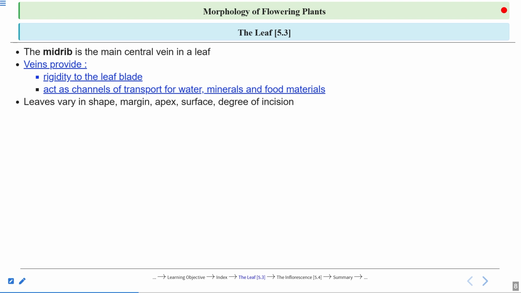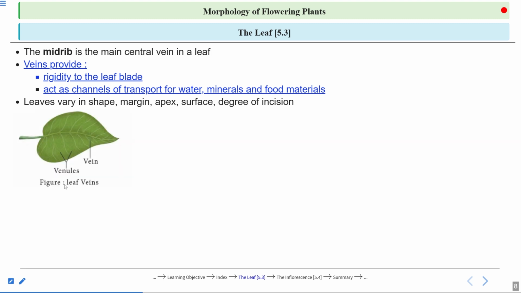Now leaves, they vary in shape. So there are different shapes of the leaves. Some of the leaves are oval in shape. Okay, clear? So there are different shapes of the leaf. Then their margins are also different. Some have wavy margins. Okay, some have, you can say, complete margins. Clear? Then apex also is different. Sometimes the leaves have tapering apex. The surface of the leaves is quite different. Texture of the leaf is quite different, and degree of incisions is also different. Clear?